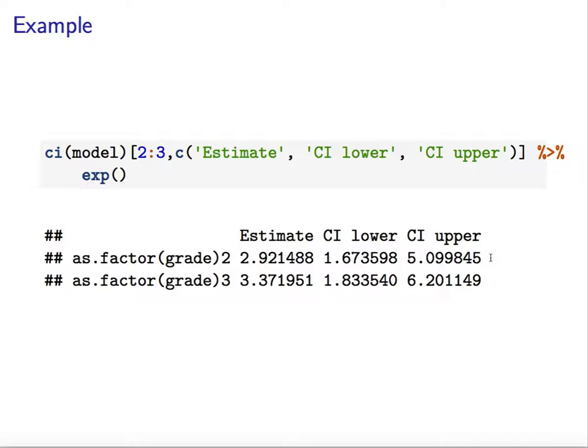Likewise, the estimated increase in risk of relapse in individuals with a grade 3 tumor is 3.4 times the risk for individuals with a grade 1 tumor. And that has a confidence interval of 1.8 to 6.2. Now, what if we wanted to calculate an odds ratio comparing grade 2 and 3 tumors? We don't have a beta in our model equation to measure that.